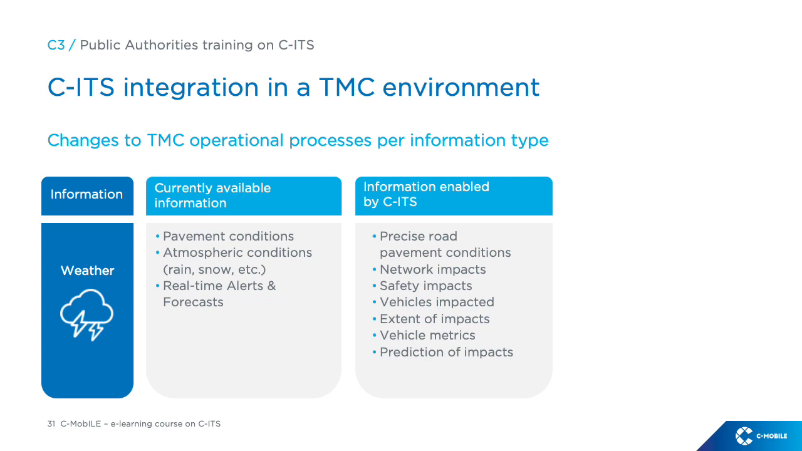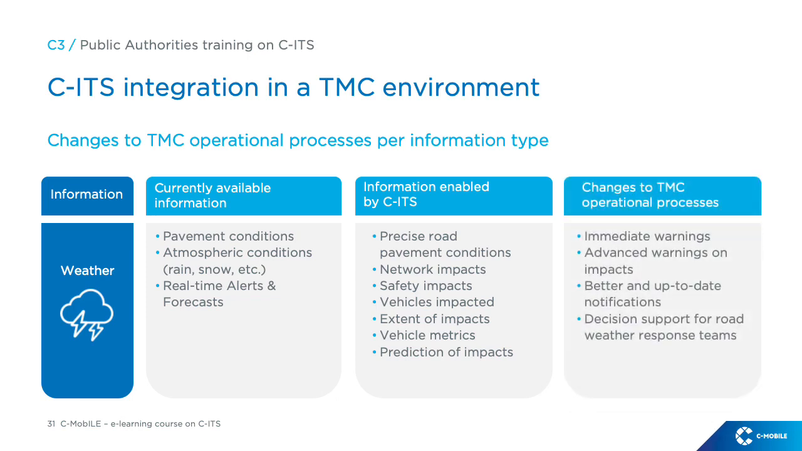For each situation, CITS technologies allow to assess the number of vehicles concerned, the extent of the impacts, the vehicle and traffic metrics related to a specific weather situation, and prediction of estimated impacts. The changes to the TMC operational processes allow to provide immediate real-time warnings, advanced warnings on impacts, better and up-to-date notifications, and decision support for road weather response teams.